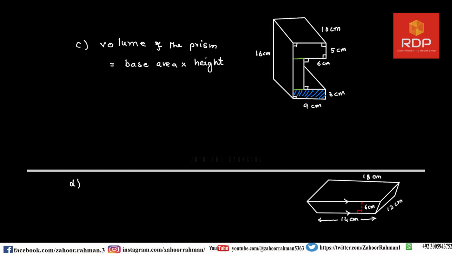The second one is this one, which is also a rectangle. You can see the 90-degree angle. And the third one is this rectangle. So if we add all these areas, that will be the base area of this prism, and then we have to multiply it with this 10 centimeters.